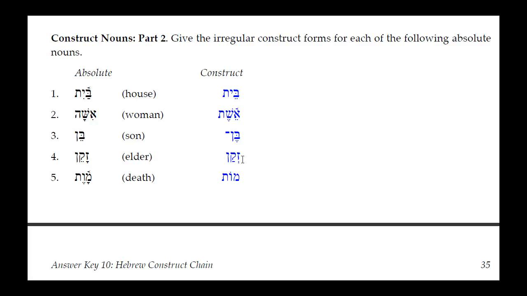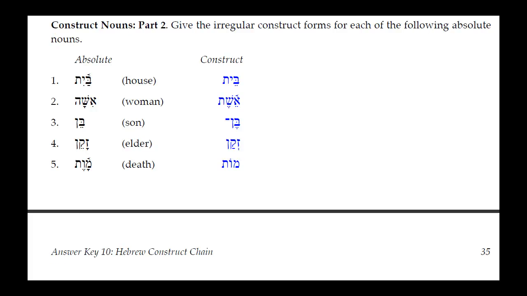Again, if you're not sure about the vocalization of the second syllable, look at the shva under that first syllable right there. That's a dead ringer to tell you that that is a construct noun. We also have mot, or mavet, where the qamets, the vav and the segol, just like the bayit up here, contract to form a holem vav for mot. And so whenever you see mot here, that is the construct form of mavet.